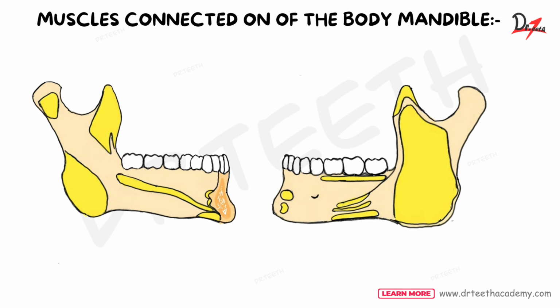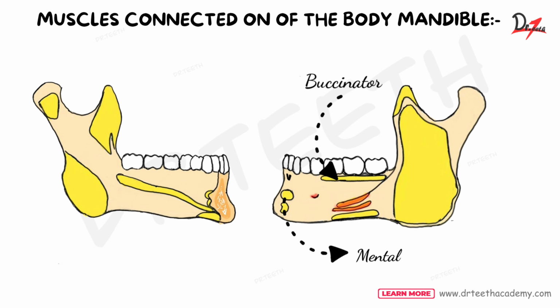Talking about the muscles connected to the body of the mandible, we have the buccinator muscle, which arises from the oblique line below the first molar teeth. In front of the oblique line, the depressor labii inferioris and depressor anguli oris arise. Notice that the mental foramen is above it. Here we have the incisive fossa. This fossa gives origin to the mentalis muscle.